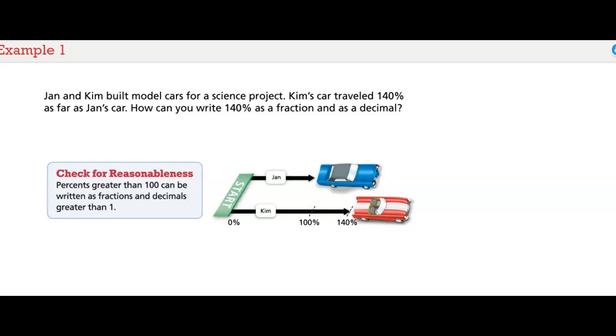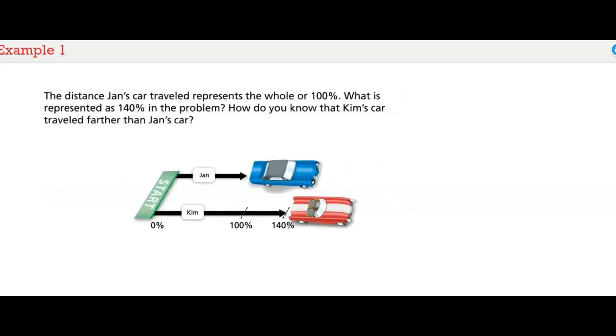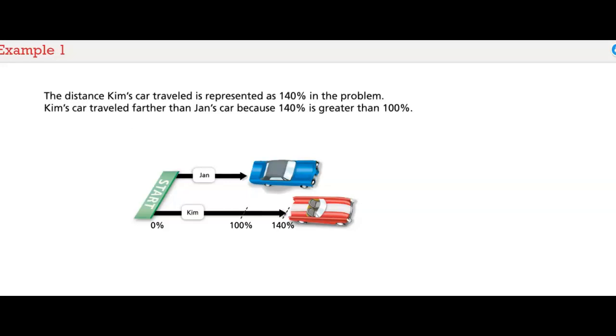Percents greater than 100 can be written as fractions and decimals greater than 1. The distance Jan's car traveled represents the whole, or 100%. What is represented as 140% in the problem? How do you know that Kim's car traveled farther than Jan's car? The distance Kim's car traveled is represented as 140% in the problem. Kim's car traveled farther than Jan's car because 140% is greater than 100%.